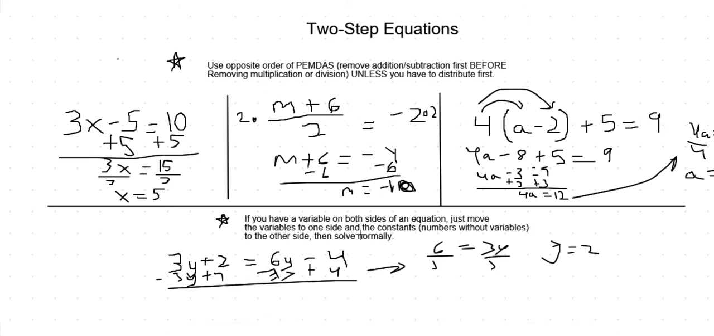So if we want to check this answer, if I put 2 in here, 3 times 2 plus 2. 3 times 2, 6 plus 2, 8. 6 times 2, 12, minus 4, 8. 8 equals 8, that's true. So the answer is, in fact, 2. So you've just seen the different types of ways you can solve single variable equations, whether that's on both sides, 2-step, 1-step, doesn't matter.